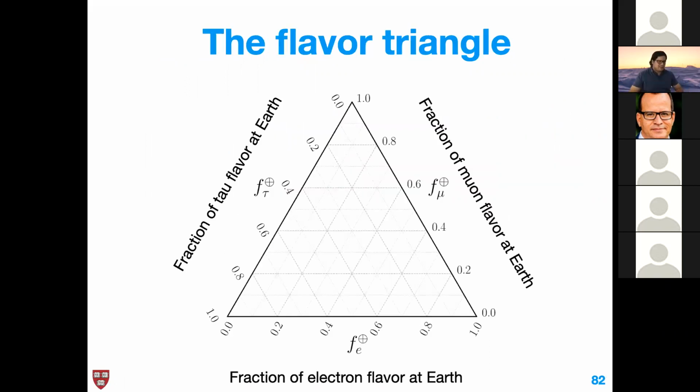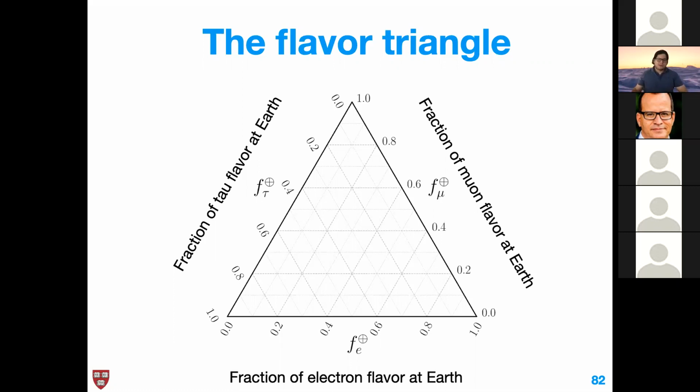So we organize the neutrino flavor in something known as the flavor triangle. Each axis in the flavor triangle tells you the fraction of a flavor. The horizontal axis is the electron fraction at Earth, the right axis is the muon fraction at Earth, and the left axis is the tau fraction at Earth. Notice that the numbers in these axes are slanted in a particular direction. That's important for how you read this plot.